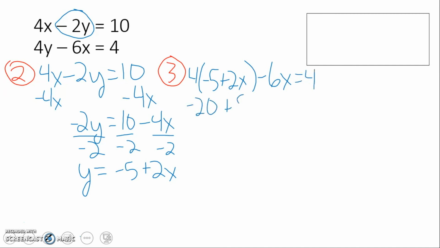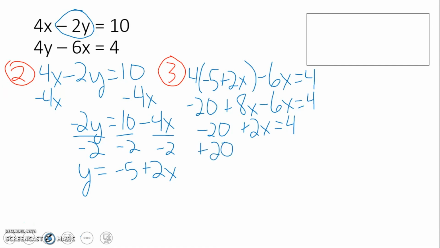Negative 20 plus 8x minus 6x equals 4. We'll combine like terms. And then we'll add that 20 to both sides and divide both sides by 2, and we'll get that x equals 12.